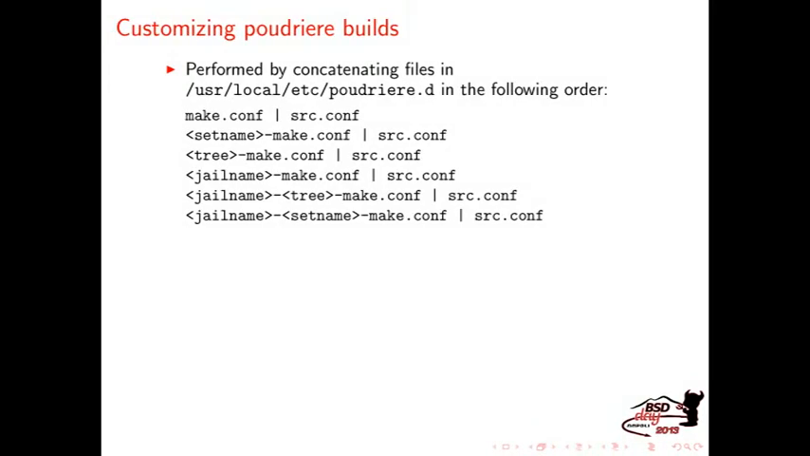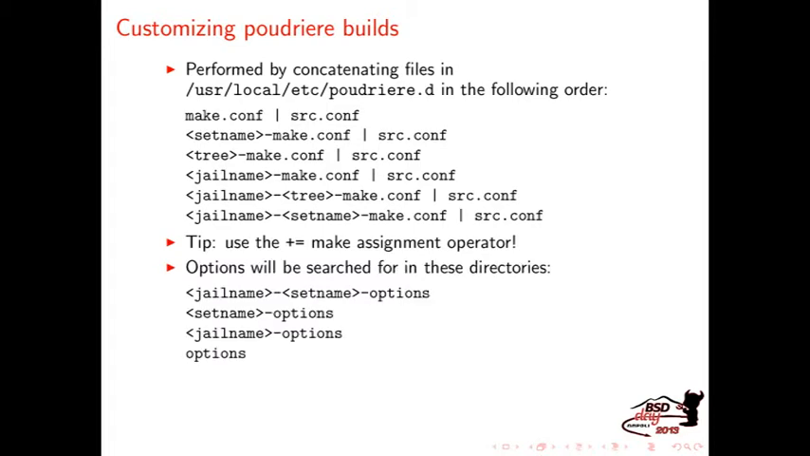Poudriere has a similar concept but a different method. We can put in this directory the following files, which are sorted and concatenated in the following order, and simply copied into the build. So these will be sourced by make in the build and are exactly like the base system files we are used to. The suggestion is to use the plus-equal assignment, since these are concatenated, otherwise you are going to overwrite previous declarations.